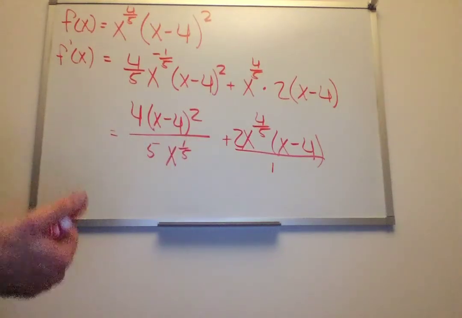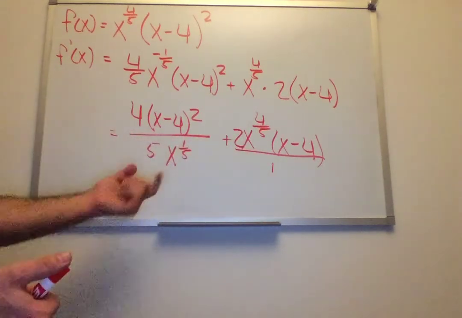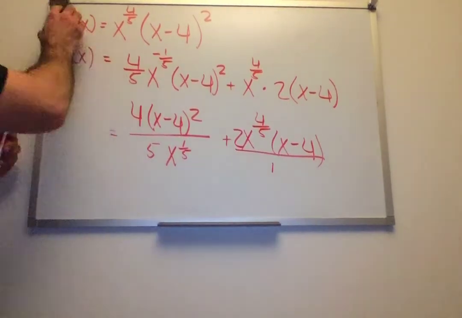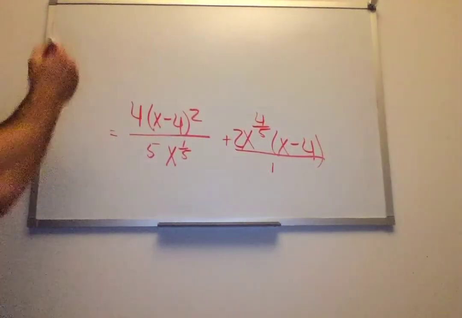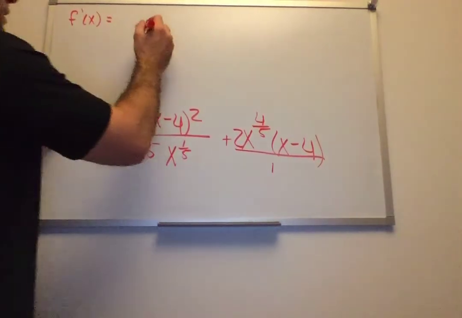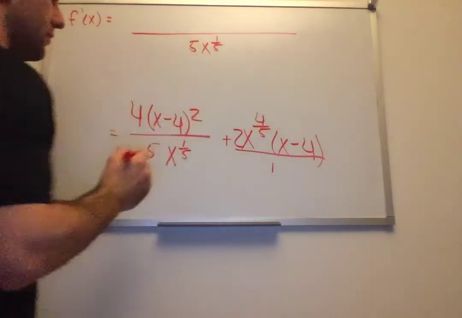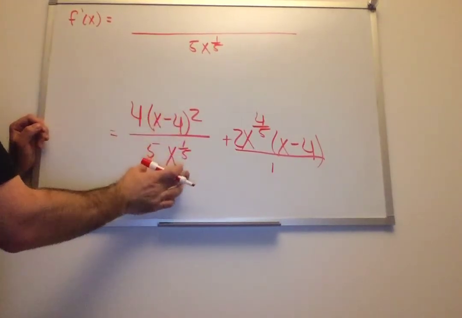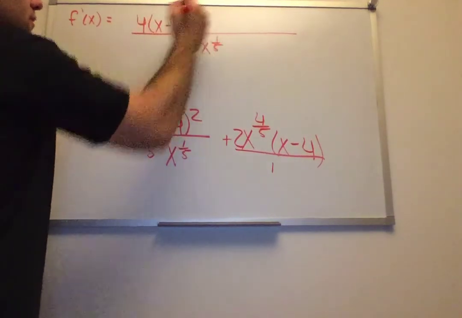I'm going to combine the fractions. That means I need to find a least common denominator. This is the only denominator. I mean, we've got 1 there. So that means this must be the least common denominator. I'm going to erase up top here. So we got f prime of x is equal to, it's going to be all over this least common denominator. Now, since this term over here already has the least common denominator, this numerator stays exactly the same.